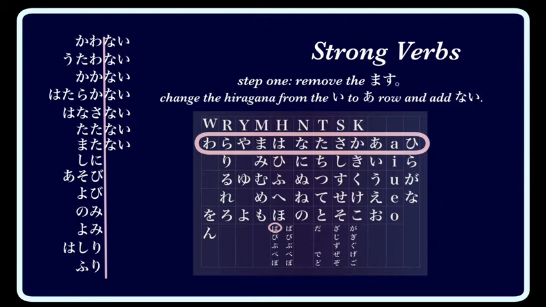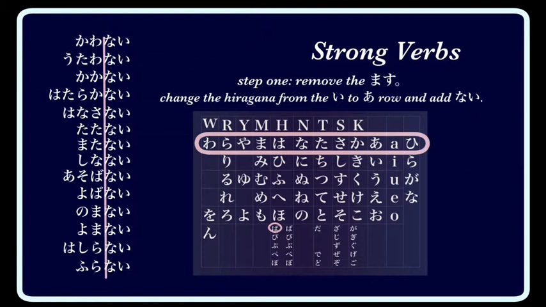Shinimasu, shinanai. Asobi to asobanai. Yobi to yobanai. Nomi to nomanai. Yomi to yomanai. Hashiri, hashiranai. And furi, furanai. Ame ga furanai. It doesn't rain. Furanai. All of the negatives simply by going up to the a row and adding nai for strong verbs.